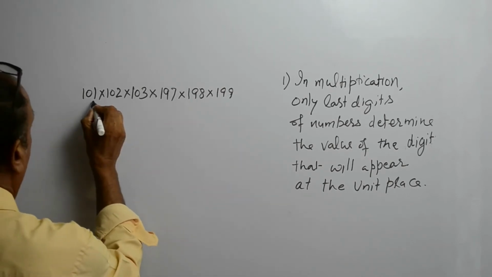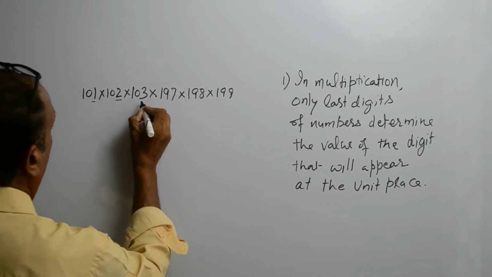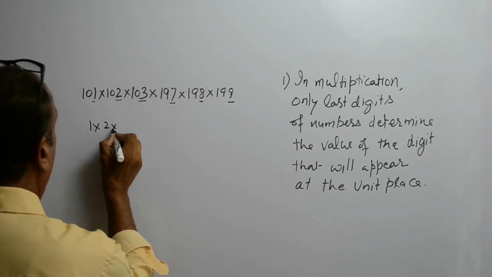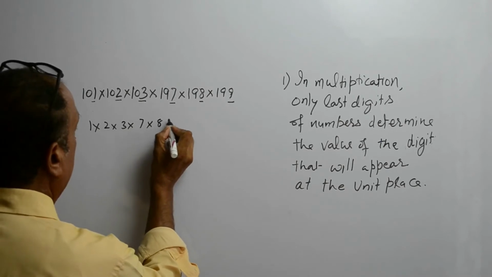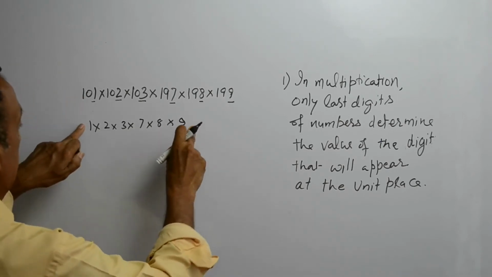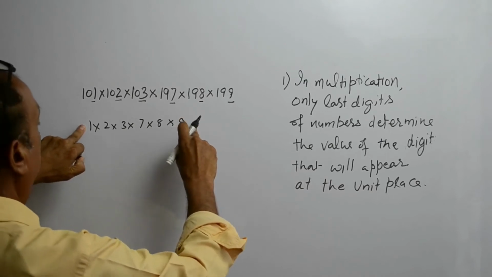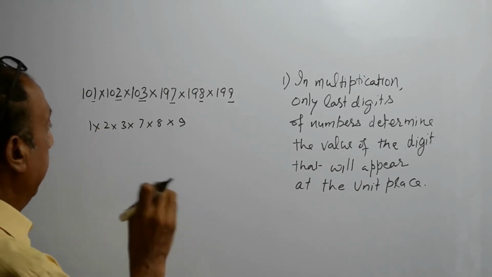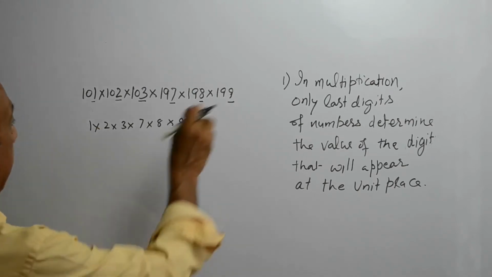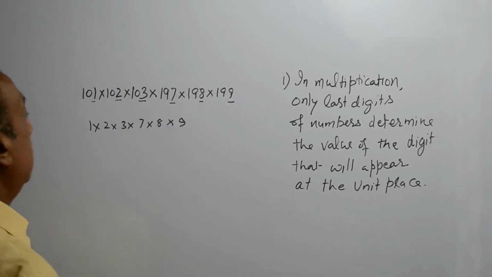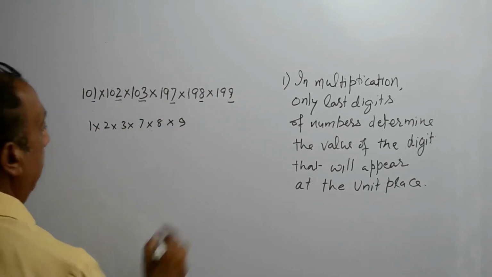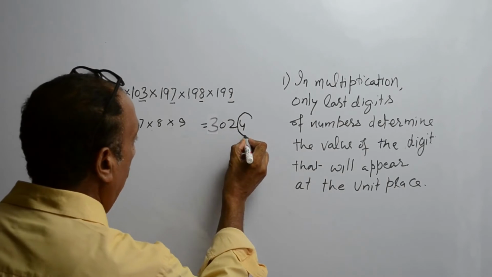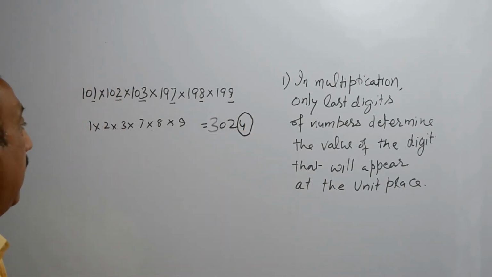The last digits of the numbers are 1, 2, 3, 7, 8 and 9. So 1 multiplied by 2, by 3, by 7, by 8 and by 9. The result of this multiplication will decide what the unit place digit is going to appear in the multiplication of this expression. When we multiply all these numbers, we get 3024. So 4 is going to be the digit at the unit place.